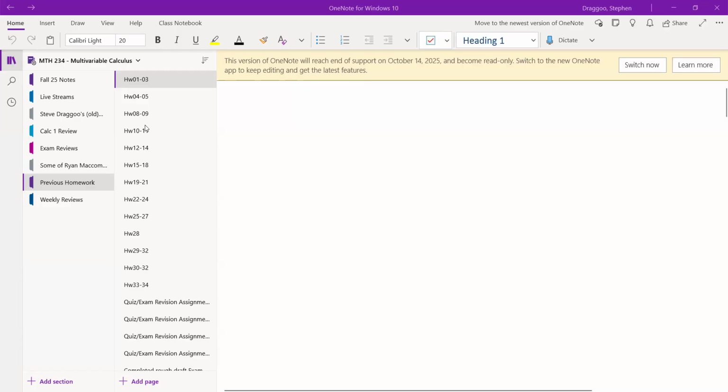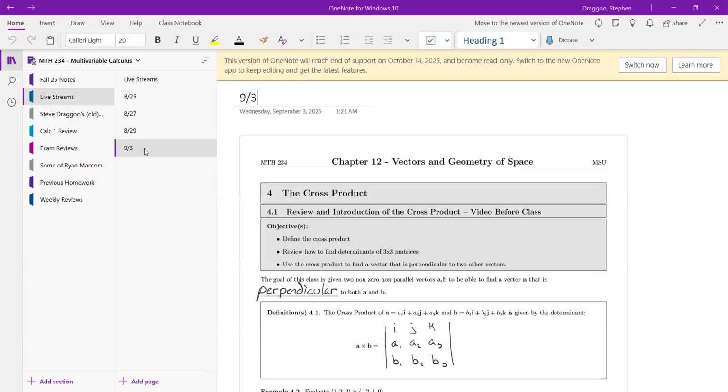All right, today we want to head back over to section 12.4. We'll be looking at the cross product.